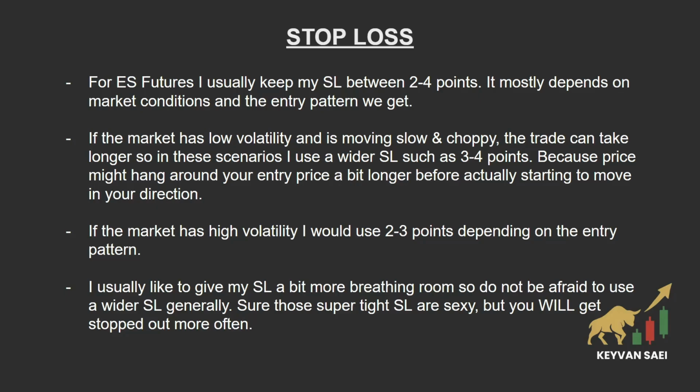Now, if the market has low volatility and is moving slow and very choppy, with a lot of small, thin candles and a lot of wicks, the trade can take a lot longer to go in your direction. So in these scenarios, I use a wider stop loss, such as 3 to 4 points. I generally never use higher stop losses than this. For me, this would be on the wider side, because price might hang out around your entry price a lot longer than usual before actually starting to move in your direction.